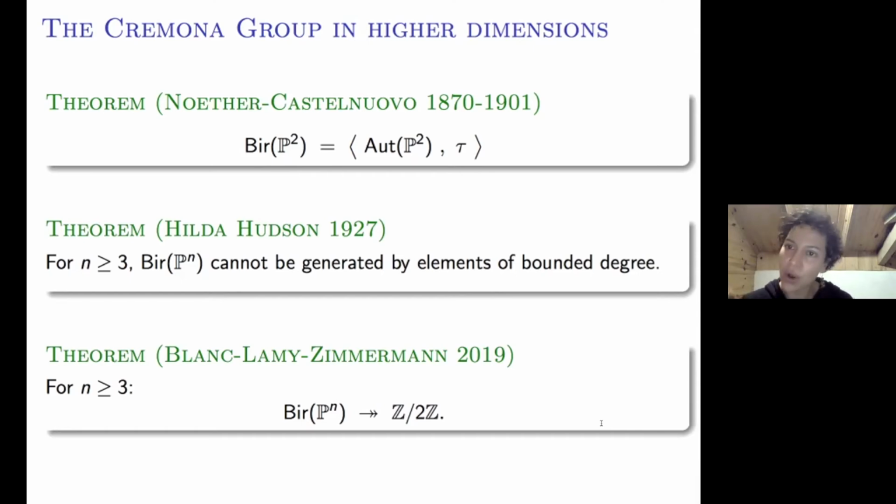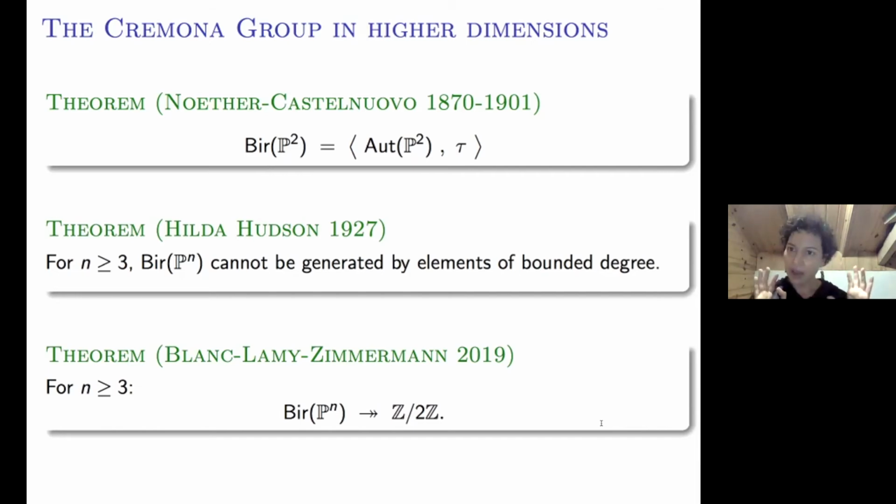Any quotient of the Cremona group of the plane must be non-abelian and infinite. So in contrast, Blanc, Lamy, and Zimmermann constructed these finite quotients of the Cremona group in higher dimensions. And to do this, they used a sort of weak factorization theorem for the Cremona group that I will discuss a bit later in the talk.